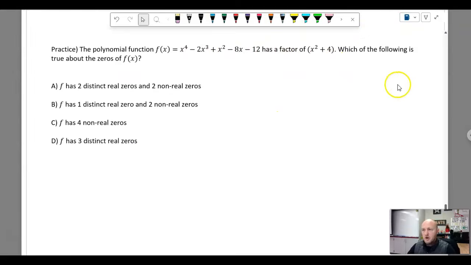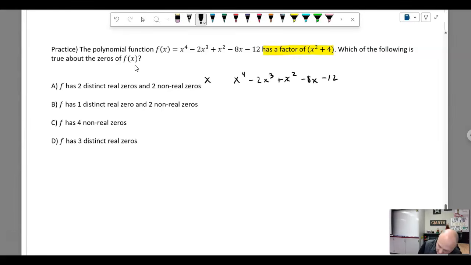All right? Here, this question is labeled as a practice, and I'll let you get the practice doing the long division, but I want to talk about the implications in this question. They say the polynomial function f of x has a factor x squared plus 4. Which of the following is true about the zeros of f of x? Whenever they say this polynomial has a factor x squared plus 4, what they're telling you is that when you divide that, you're going to get a remainder of 0. So I can divide x to the 4th minus 2x cubed plus x squared minus 8x minus 12 by x squared plus 4.